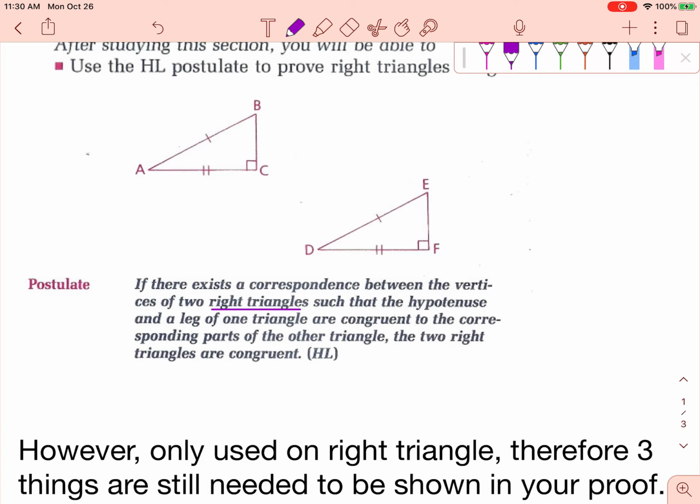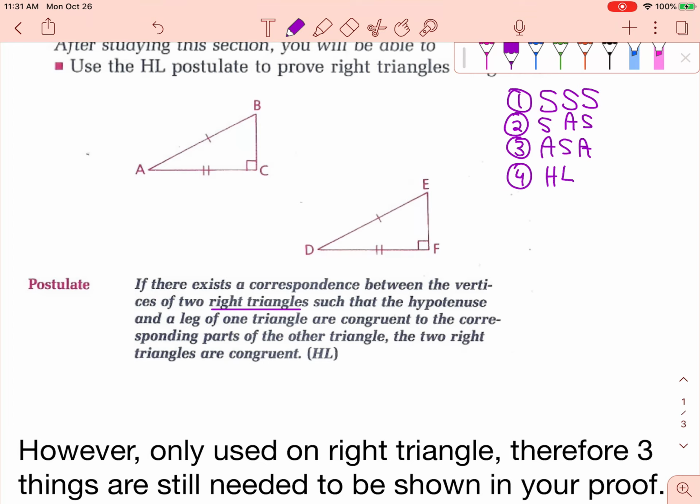So far we have done side, side, side. That is 3 things in order to prove these triangles congruent. We have done side, angle, side. That is 3 things to prove these triangles congruent. We have done angle, side, angle. 3 things to prove the triangles congruent. And the last thing is called hypotenuse leg.